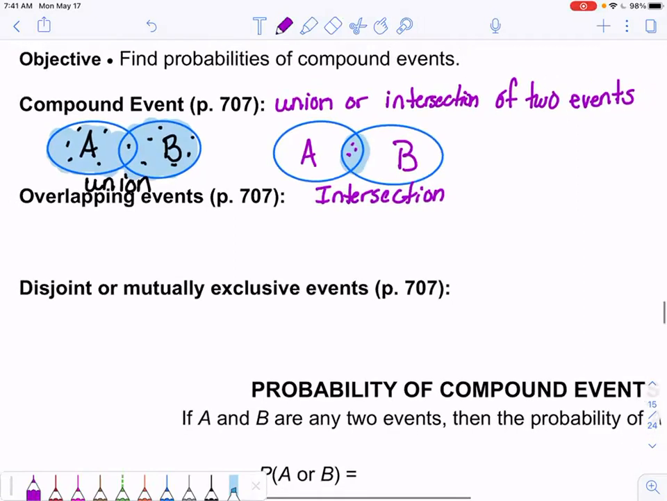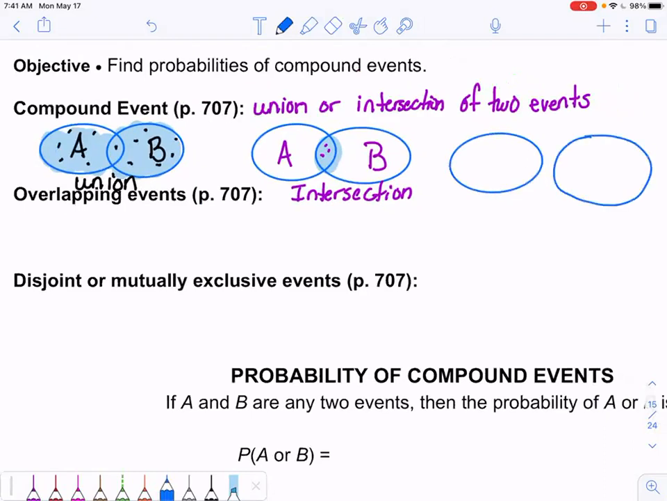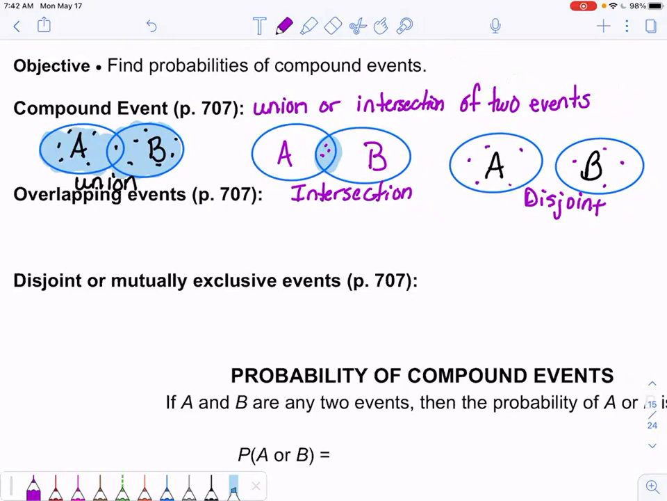And then there's one final option, that I could have two events that don't intersect. That don't have anything in common. And these are called disjoint. So I have my events in A, I have my events in B, but they don't have anything in common with each other.